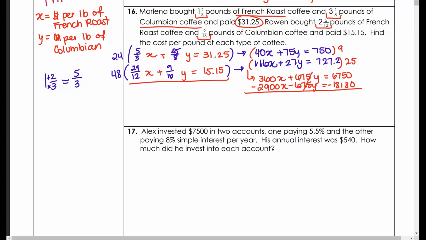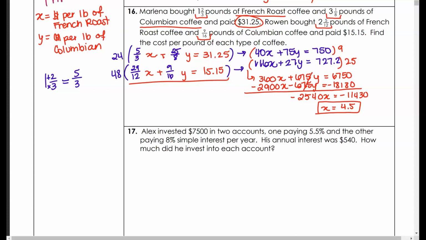So we go ahead and combine these. Notice that these go away. So 300 minus 200, 2,900. That's going to give me negative 2,540x equals negative 11,430. We're going to go ahead and divide. And doing that, we end up with x equals positive 4.5.